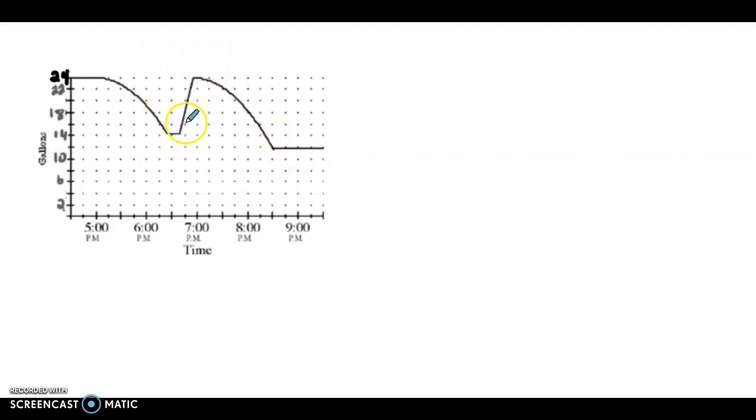So this is where they're filling up their tank. I'm not sure exactly what the question is going to ask you, but you just have to know how to read the graph to determine what the question is asking. If it asks what time did they fill it up, you would look down here and figure out the time. If they asked how many gallons they filled up, you could look at this and say, okay, they went from 14 to 24, so that's 10 gallons. There could be lots of different questions based off that graph.